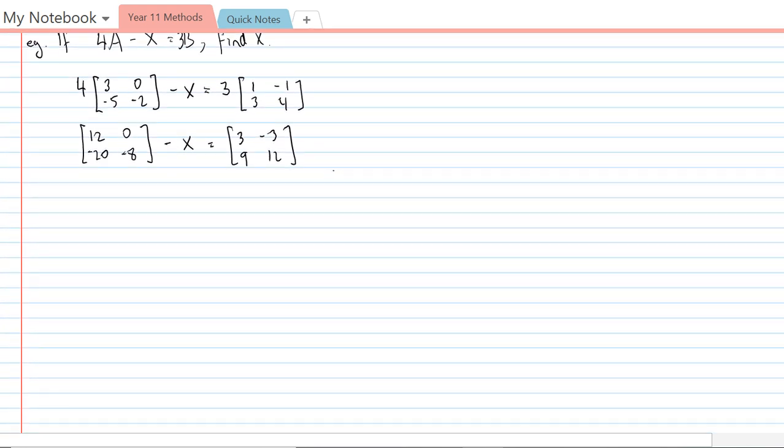And I'm just going to rearrange the equation. I'm going to add X to both sides. I'm going to subtract the matrix from the right hand side of the equation. So X should equal 12, 0, -20, -8 minus 3, -3, 9, and 12. And now I can evaluate that. So 12 take away 3 is 9, 0 take away -3 is 3, -20 take away 9 is -29, and -8 take away 12 is -20. And there we have it.